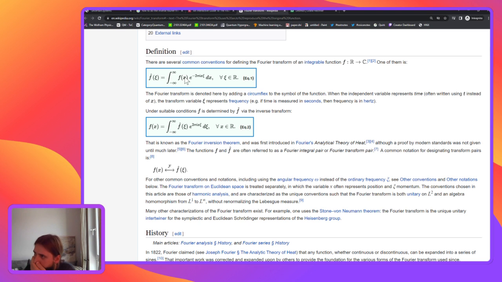So you have your function, and you multiply by these, and then you integrate. Why? What does this product mean? And what is this? Isn't that a set of frequencies?